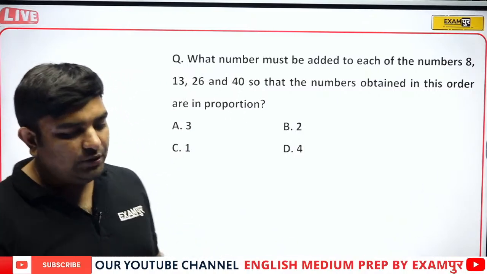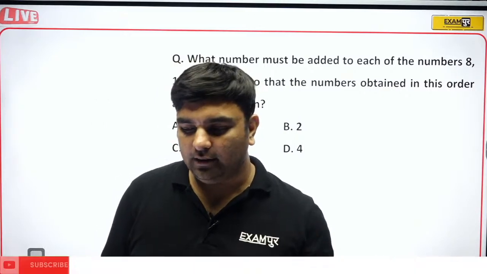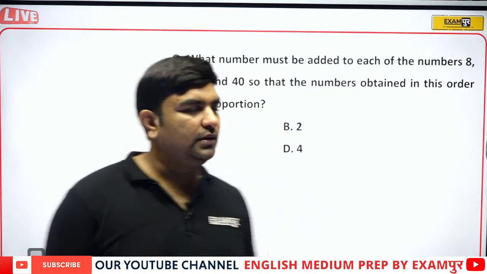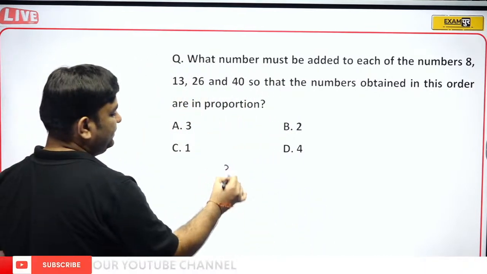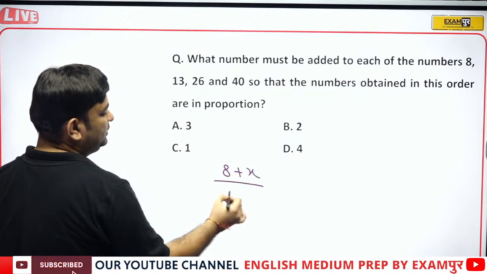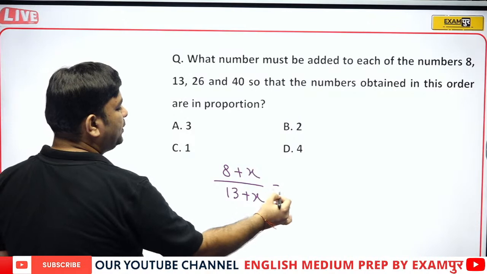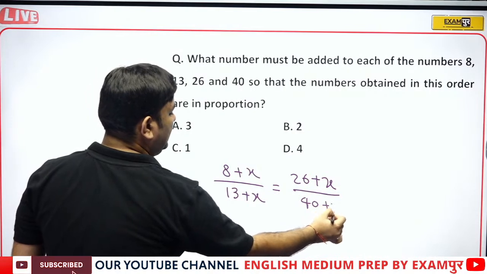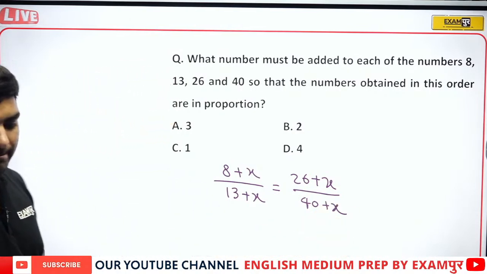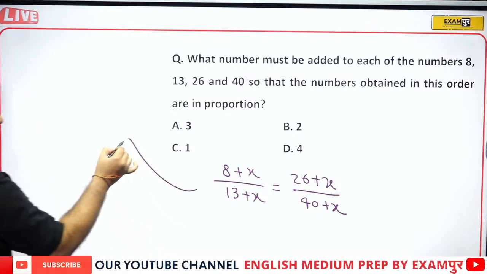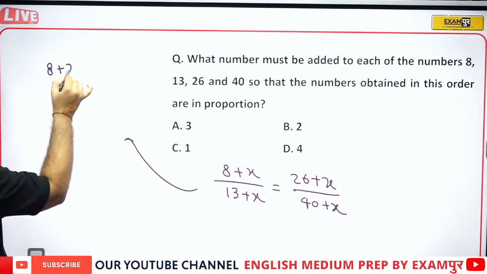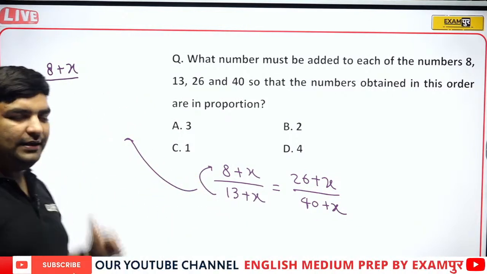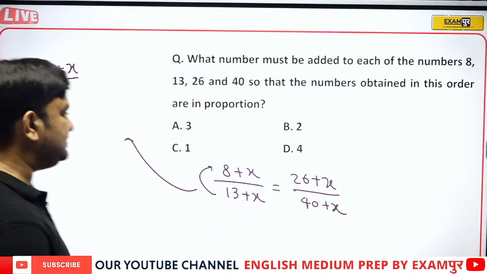What number should be added to each of these numbers so that the numbers obtained are in proportion? Let x be added. So (8 + x)/(13 + x) should be in proportion with (26 + x)/(40 + x). Again, we will apply dividendo. I will keep the numerator as it is and apply denominator minus numerator; it will come 13 minus 8, 5.